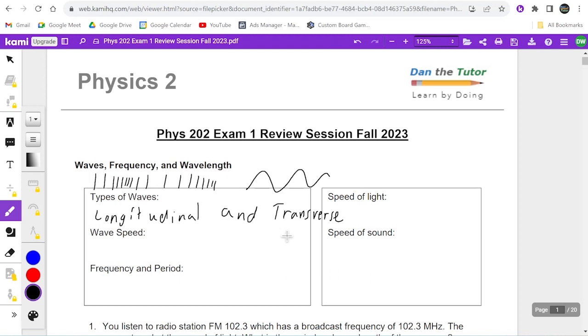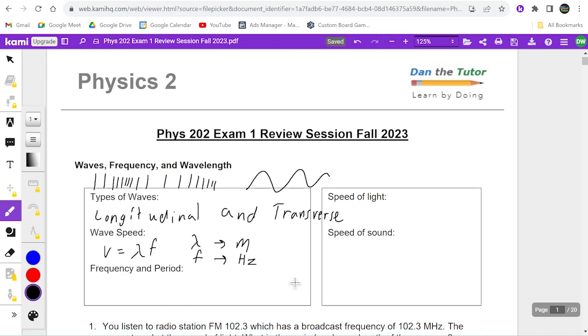And now we have an equation for wave speed. This is probably the number one equation, not for the first exam, but certainly for waves. Number one equation: velocity equals lambda times f. Hopefully you know already that lambda is the wavelength and f is just the frequency. Lambda, the wavelength, has units of meters and frequency has units of hertz.